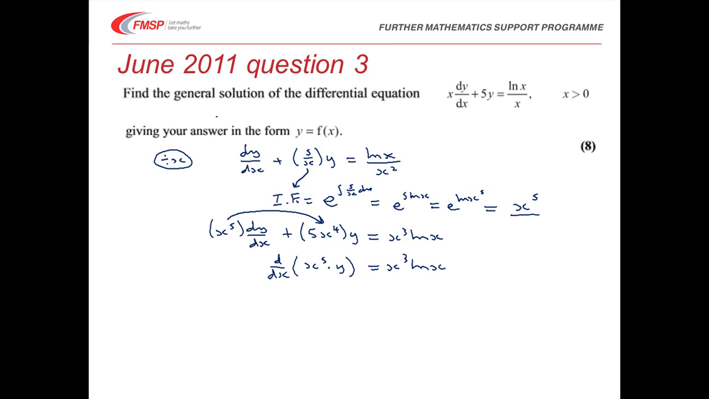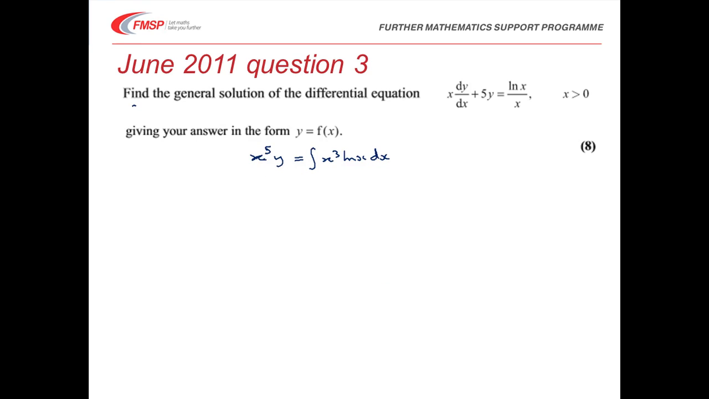Okay, so now I know the derivative of x to the 5 y is x cubed ln x. Now if I integrate both sides with respect to x, when I integrate the derivative of that bracket, I will be left with that bracket. But I will also have to integrate x cubed ln x with respect to x in order to produce the solution to the problem. In order to do the integral on the right hand side, we're going to have to use integration by parts.